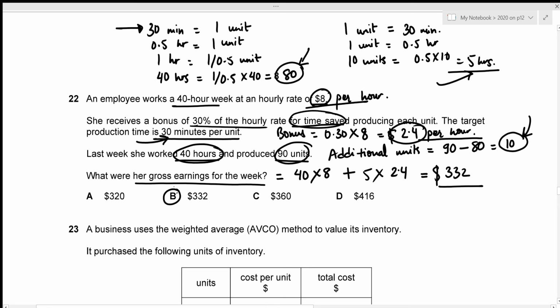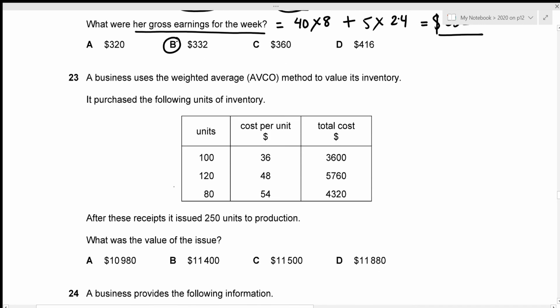Now we can move towards question number 23. A business uses weighted average, which is the AVCO method, to value its inventory. It purchased the following units of inventory. Alright, we're given the total cost for all 3 batches of units, and after these receipts, it issued 250 units to production. We need to figure out the value of the issue. So the value should be average value, right?